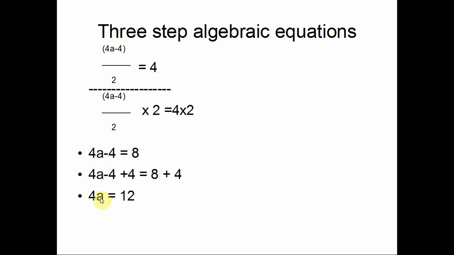This gives us 4a equal to 12. Final step would be dividing both sides of the equation by 4. This gives us 4a divided by 4 equal to 12 divided by 4. And finally, this gives us a equal to 3. This is how we simplify three-step algebraic equations.